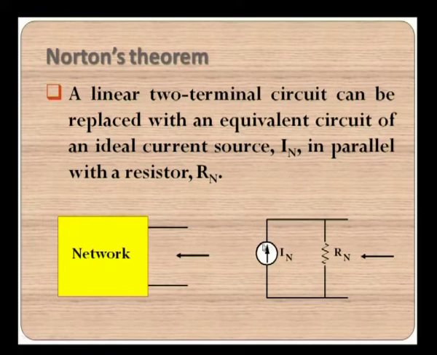One is an ideal current source. The current source is represented by this symbol, a circle with an arrow mark, and here it is marked as IN. And another is a resistor which is connected in parallel to the current source, which is represented here as Rn.